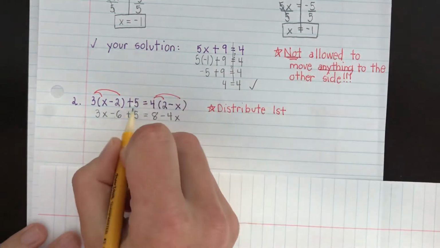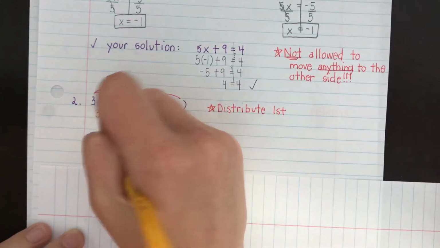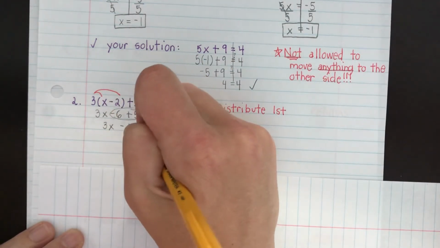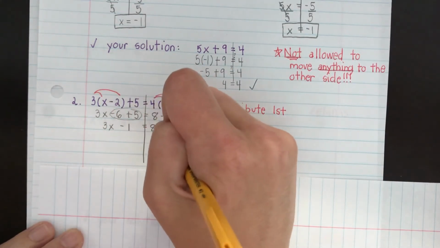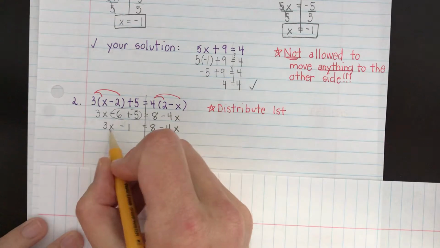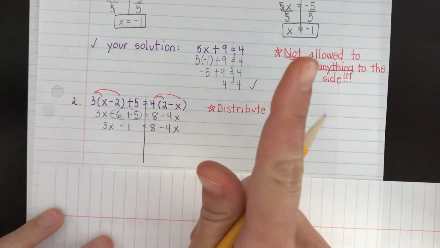So then you can combine your like terms if you have any, and we do in this case on the left. So 3x, I'm going to draw my line, make it organized. 3x minus 1 equals 8 minus 4x. And then I start to move sides. So here, remember, I've got a variable on each side of the equal sign, and I want the variable all by itself on only one side of the equal sign.